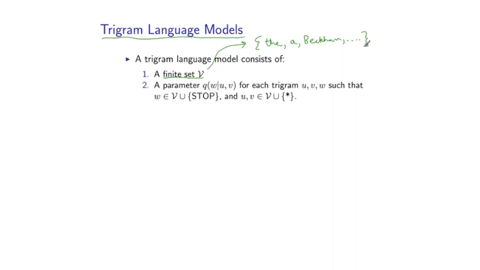And then the second part of a language model is a set of parameters. So for every sequence of 3 words, u v w, which will be referred to as a trigram, we have a parameter q(w | u, v). We'll see very soon the role these parameters take. w could be any element of V, or it could be the stop symbol, and u and v could be any element of V in addition to these special start symbols we saw in a second-order Markov process.